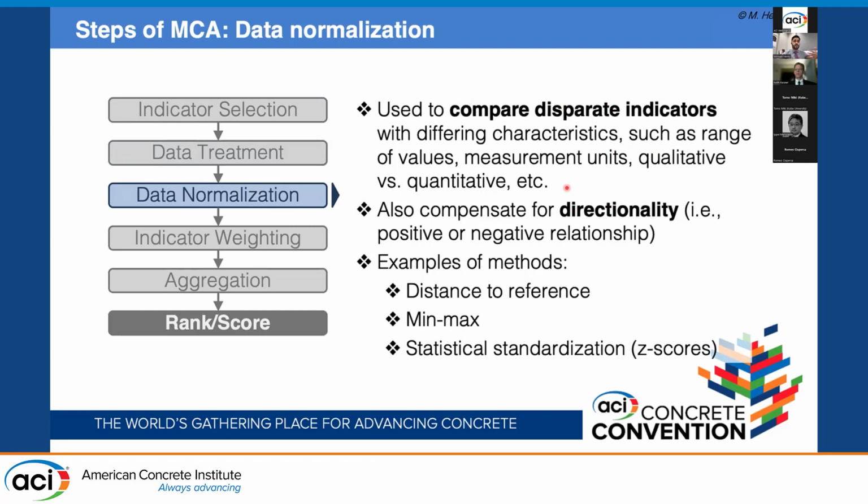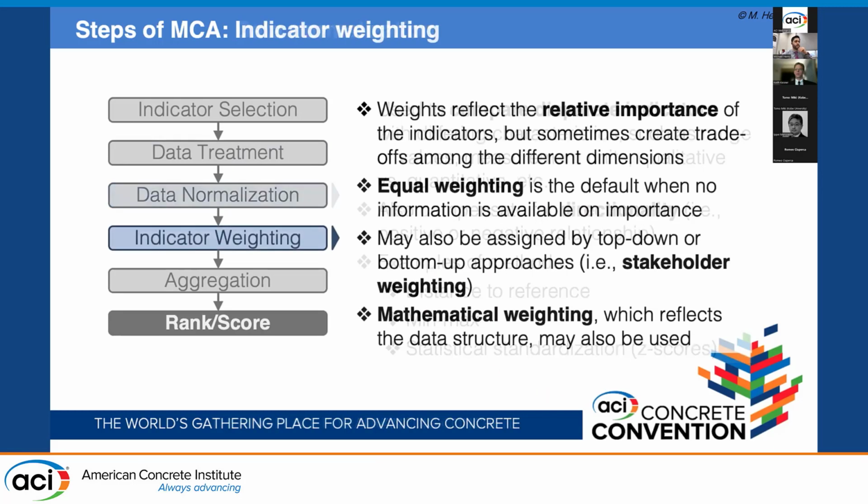We can also use this to compensate for directionality. For example, some indicators have a positive effect as they increase, such as a higher safety factor. This would have a positive contribution to sustainability. However, some indicators like environmental impacts, like CO2, have negative directionality, meaning that as they get smaller, it benefits sustainability. So we can also compensate for directionality. And there are different techniques which we can use to do this.